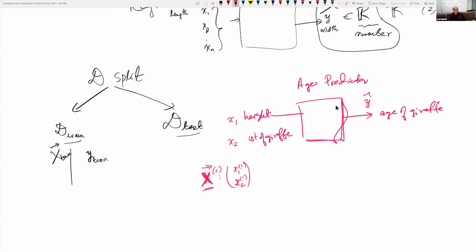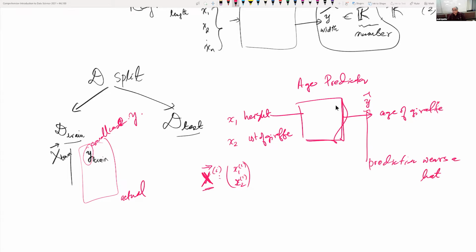We call our input data with a capital X, and the output data, remember, this is the real output, the actual output, is always written with a small case y. The prediction wears a hat. That's how we know it's a prediction.